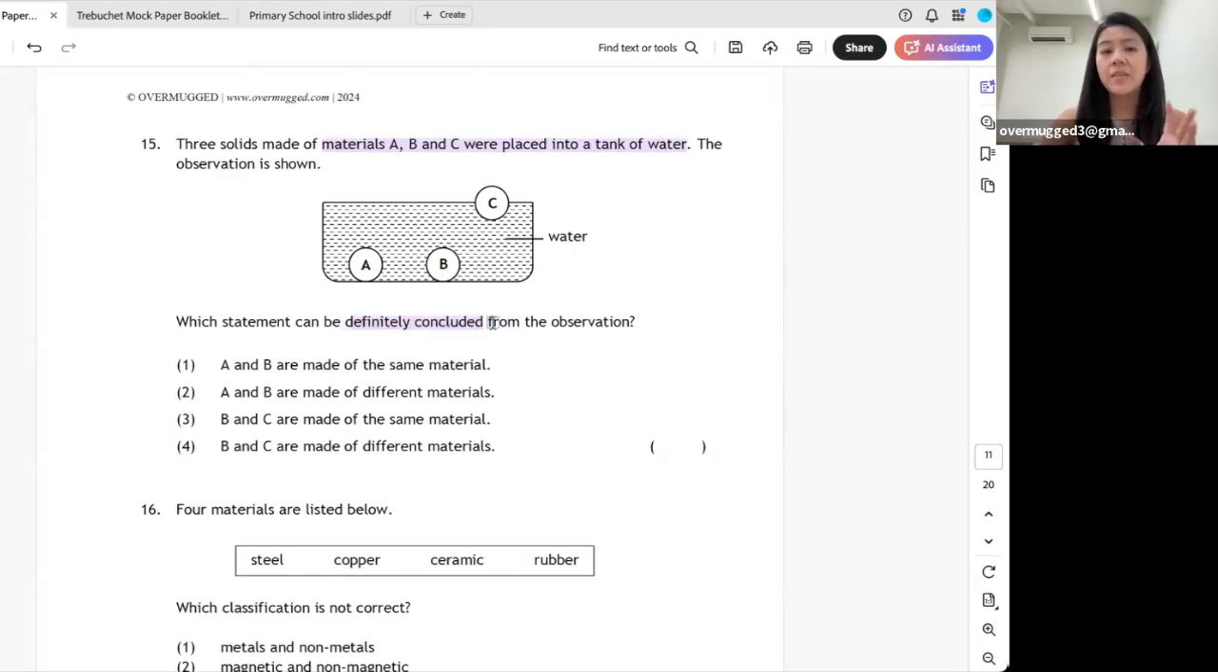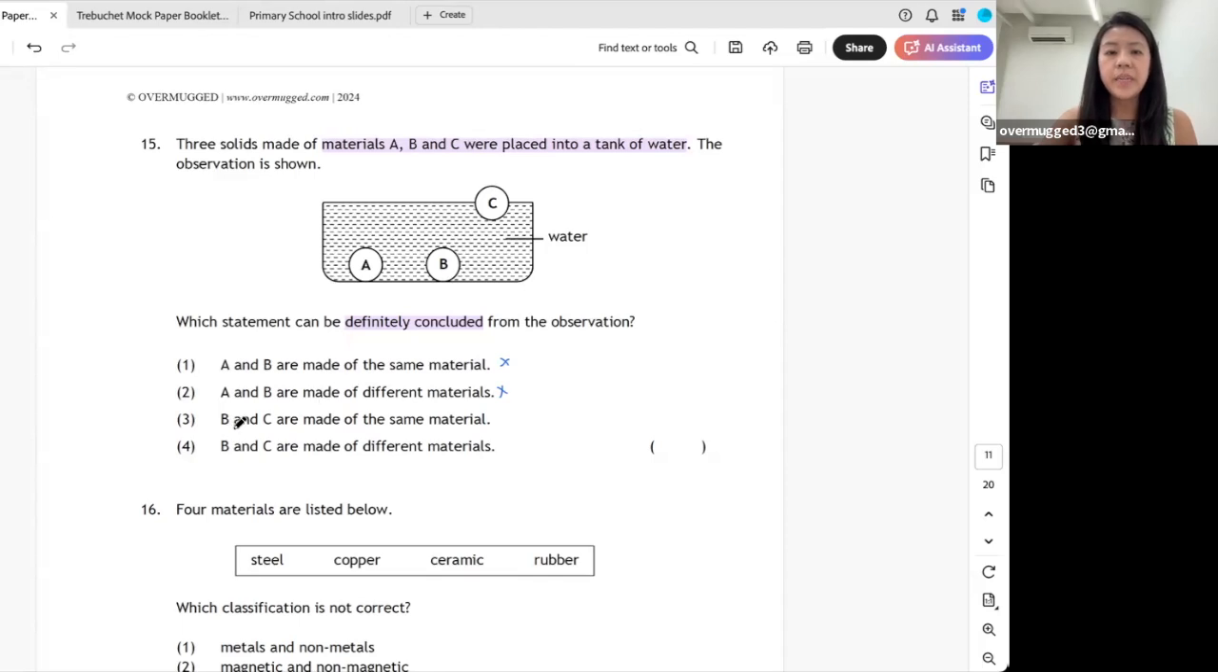Now, the question didn't tell us what materials A, B, and C are made of. Just because 2 materials sink, does it mean they're definitely made of the same material? No, it's actually not possible to tell. If you think about it, I can put a ceramic spoon and a metal spoon into a tank of water. Both of them will sink, even though they are different materials. But we also cannot confirm that they are made of different materials.